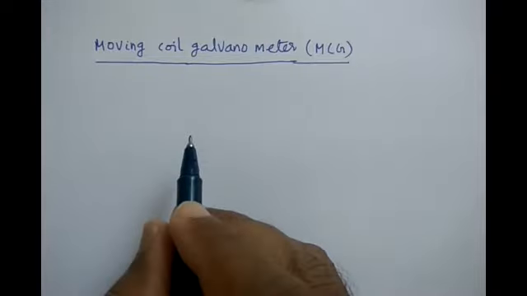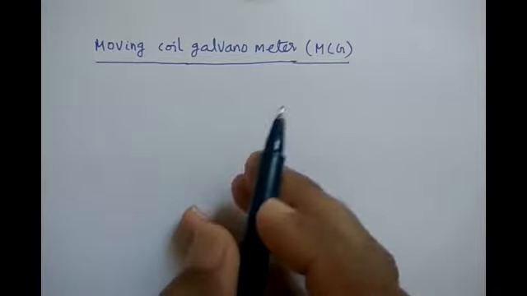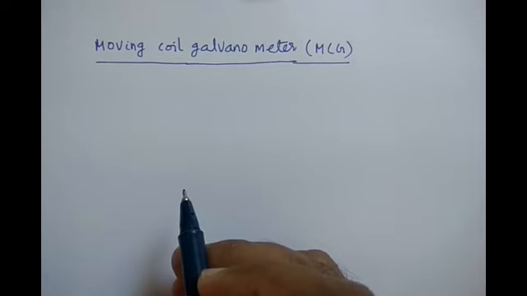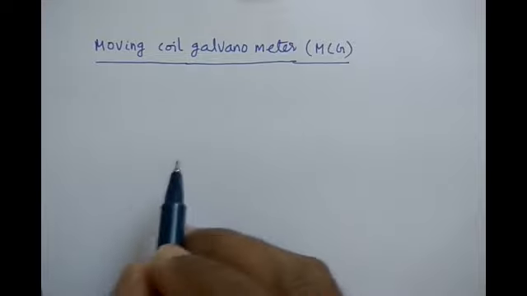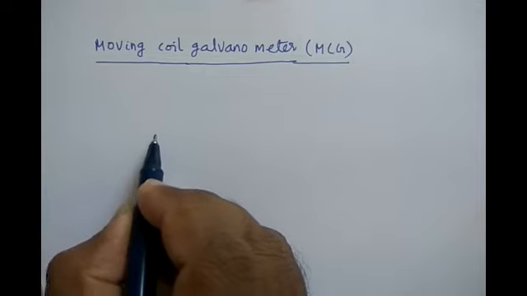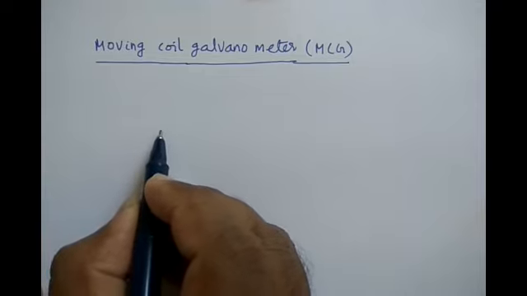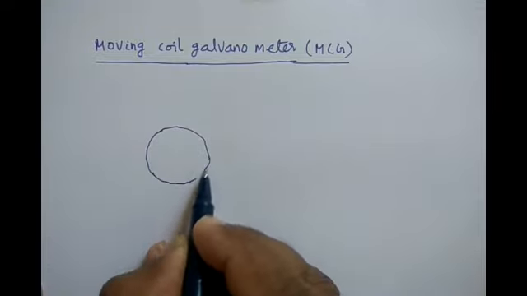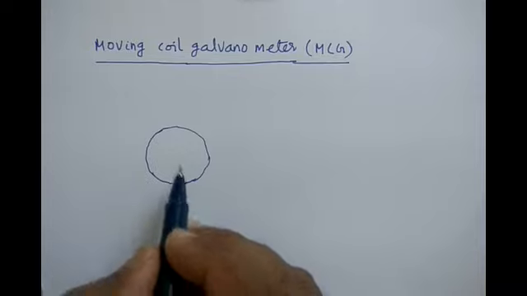Today we will discuss moving coil galvanometer. A moving coil galvanometer consists of a coil with a number of turns wound on a soft iron core. So like shown in the figure, this is the soft iron core, on which a wire is wound like this.